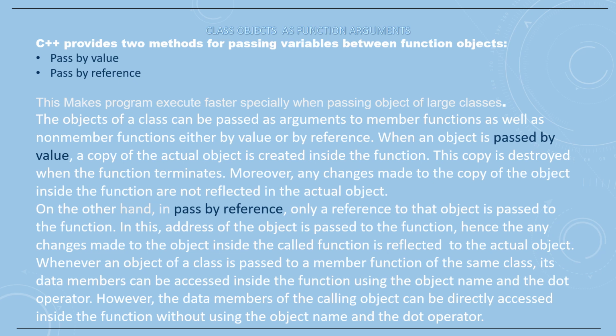Whenever an object of a class is passed to the member function of the same class, its data members can be accessed inside the function using the object name and the dot operator. However, the data members of the class object can also be directly accessed inside the function without using the object name or the dot operator.